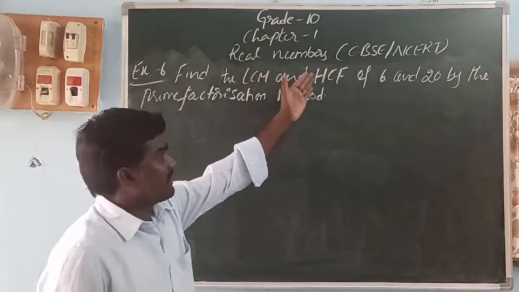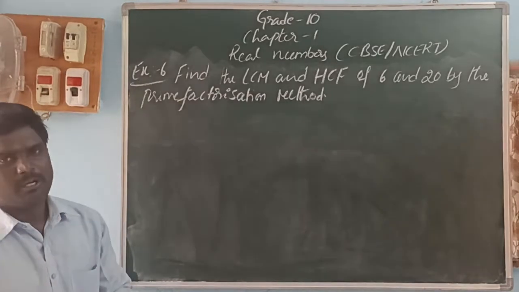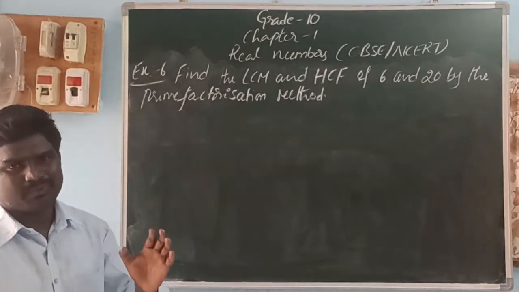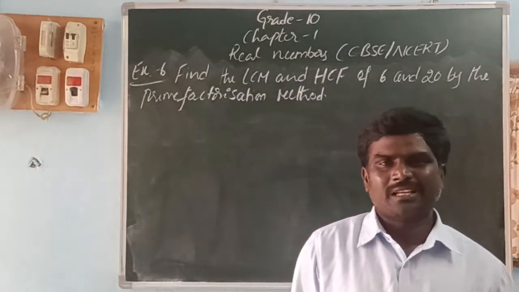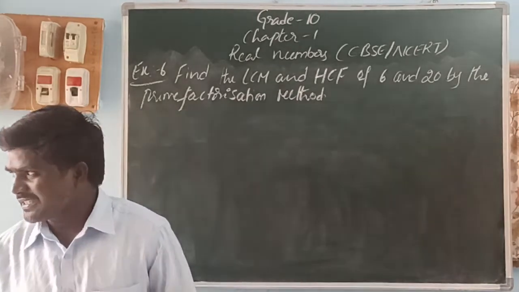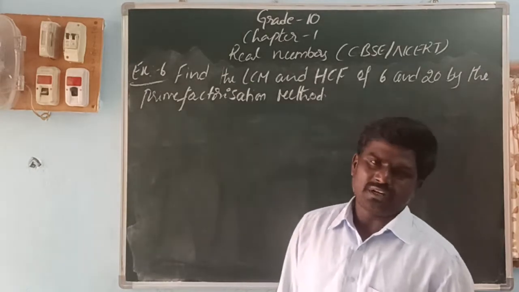Find the LCM and HCF of 6 and 20 by the prime factorization method. Prime factorization method means a number can be written as a product of prime numbers. It is also called the fundamental theorem of arithmetic, which says any natural number can be written as a product of prime numbers.